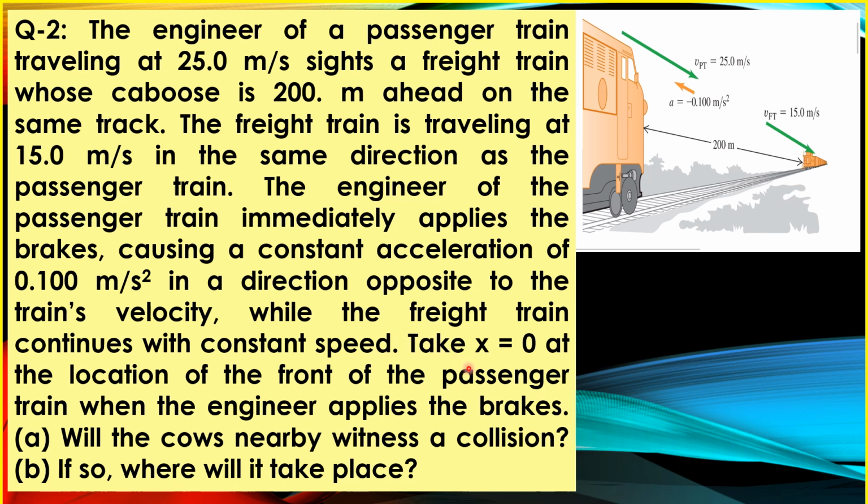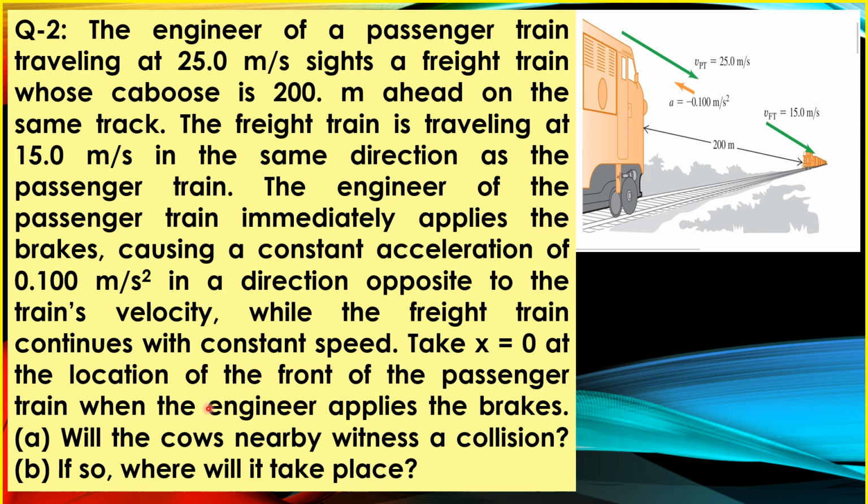And taking the x equals 0 at the location of the front of the passenger train when the engineer applies the brakes. So for our computation in a short while, we will use that point at the location of the front of the passenger train when the engineer applies the brakes. So that will be our reference, x equals 0.